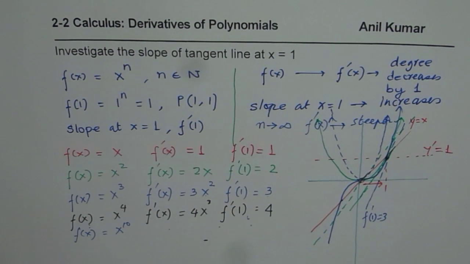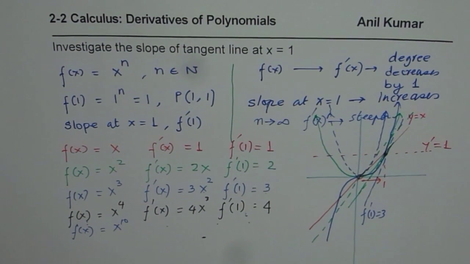I hope this video gives you a good idea of what happens to the derivatives for polynomial functions and how from a graph you can figure out which graph represents the derivative and which represents the original function. I hope that helps. Thank you and all the best.